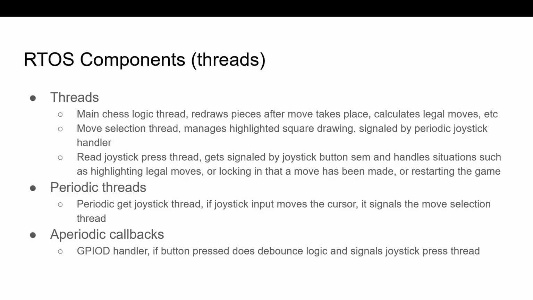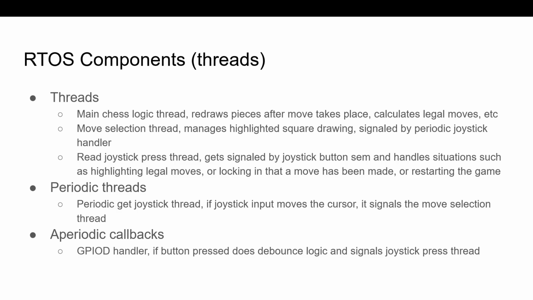I have one periodic thread, and it's gathering joystick input. The joystick input is the left, right, up, down accelerometer joystick input. If this input detects that the user wants to move the cursor on the screen, then it signals the move selection thread that we talked about earlier.